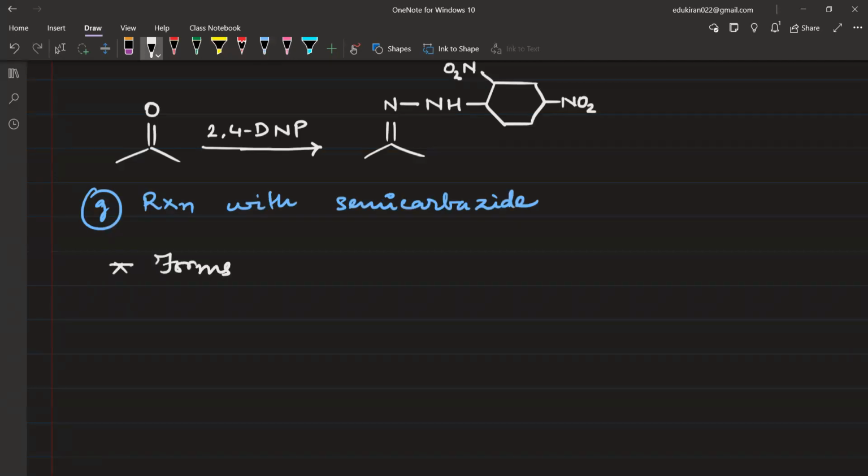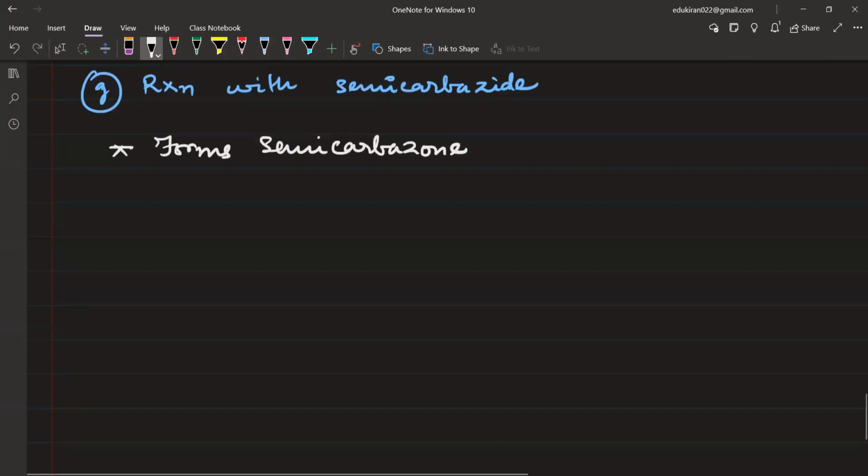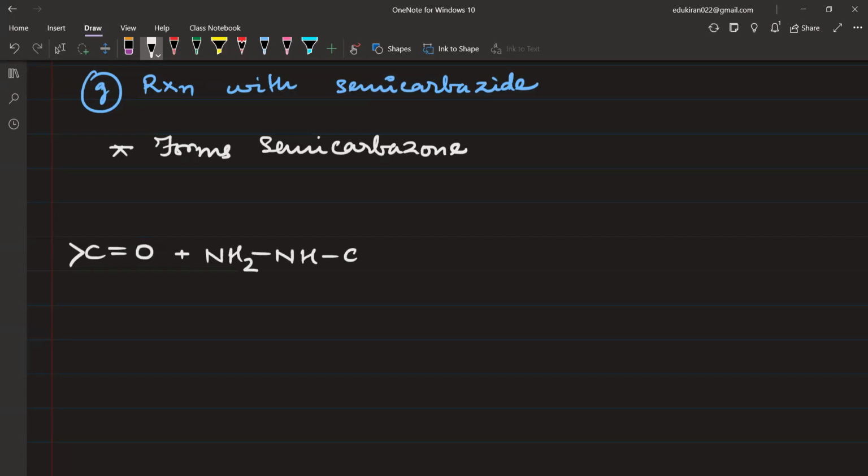Semicarbazone. And write the reaction. You have carbon doubly bonded to O, plus we have NH2, further bonded to NH, further bonded to C double bond O, and then NH2. Okay, so in this case, what happens? This particular nitrogen atom attacks, and this hydrogen is gone. So we have carbon double bond N, further bonded to NH, further bonded to C double bond O, and then NH2.